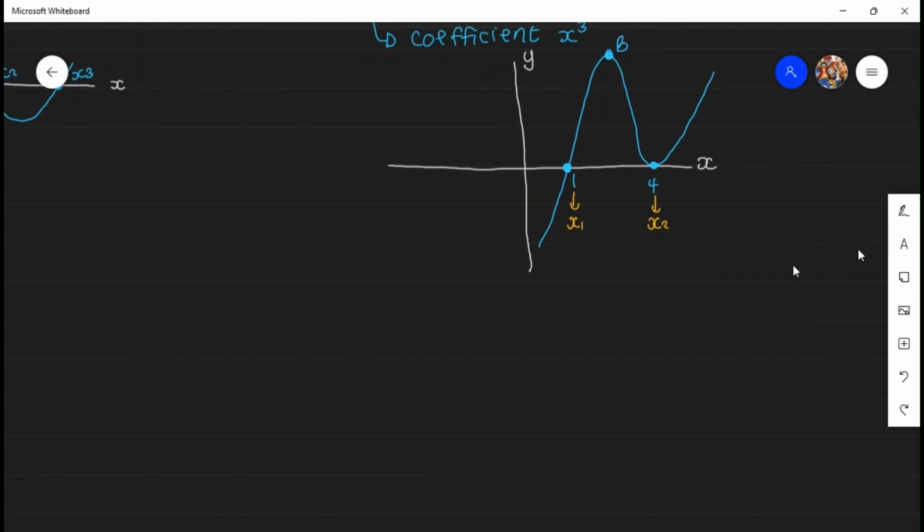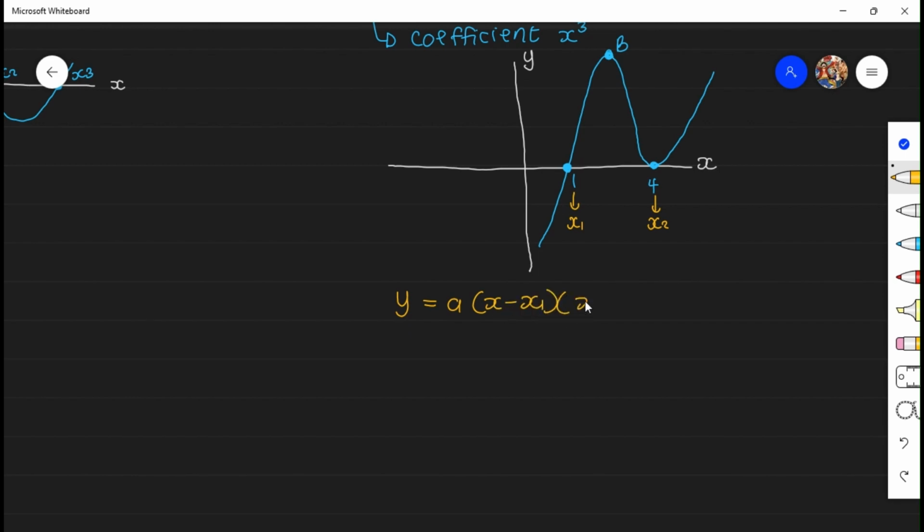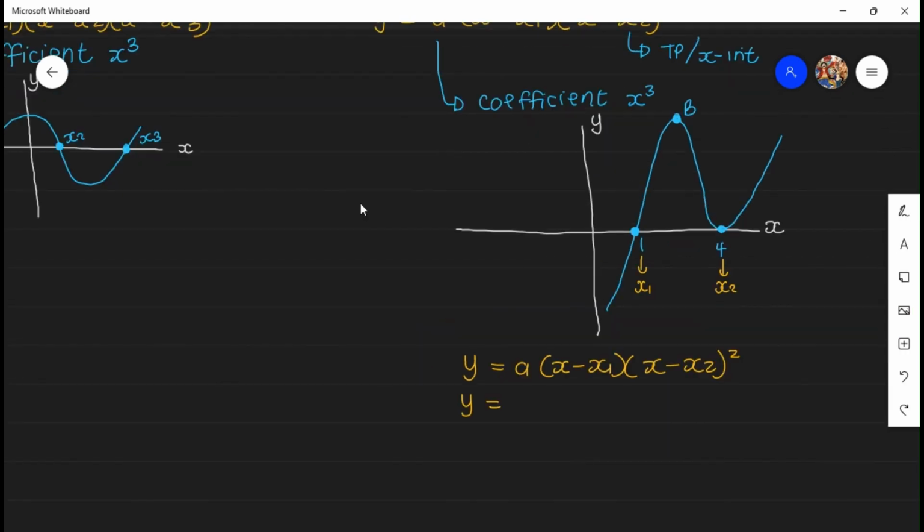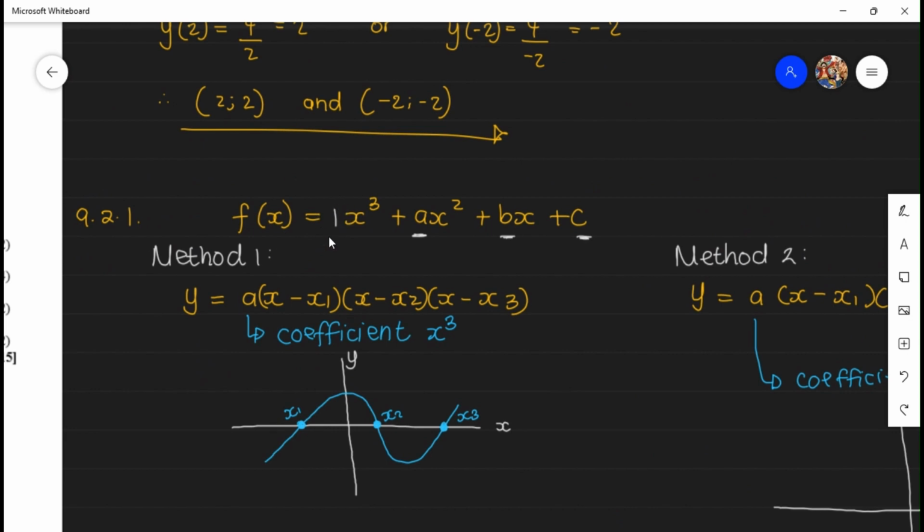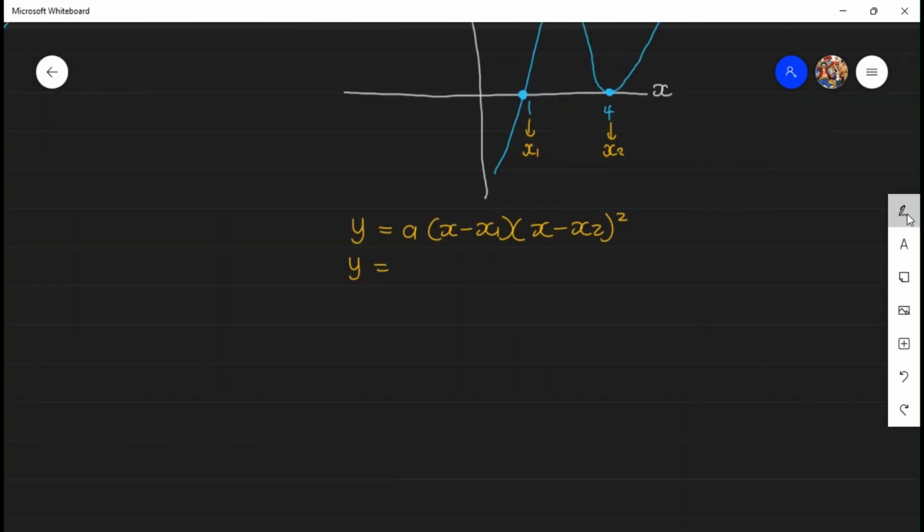So step number 1, we write down our equation: y equals a into x minus x1, x minus x2 squared. Next, we substitute, whereby a represents the coefficient of x cubed. If we go back to our function, the coefficient of x cubed is positive 1. So we substitute that. Open a bracket, x minus.